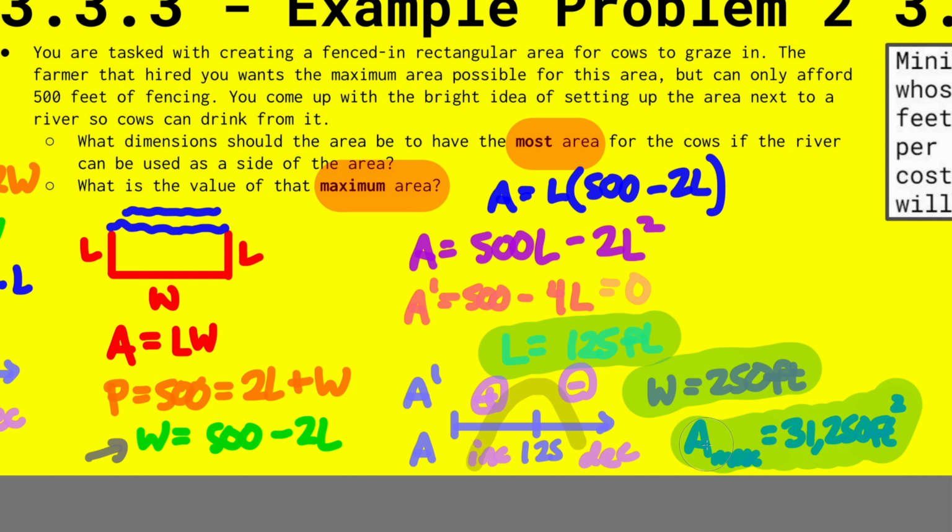You have to do a little bit more work. The perimeter equation changes. But if you notice, it's still the same thing. Find the equation, find the derivative of the equation, find the critical numbers, test the critical numbers on the critical number line, make sure it's a max or a min, and then figure it out from there. So anyway, that's example problem number 2.